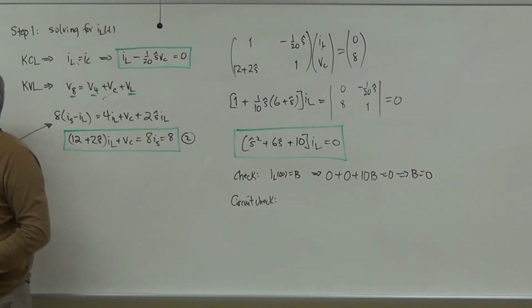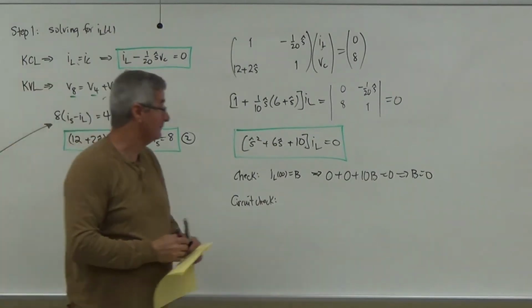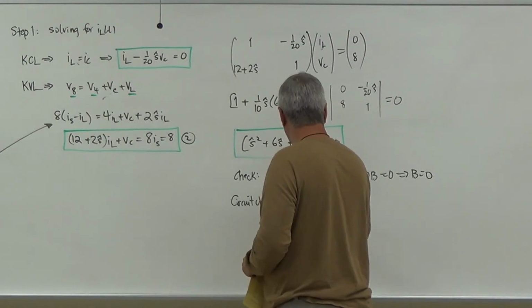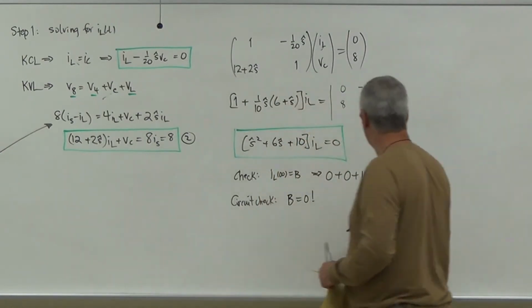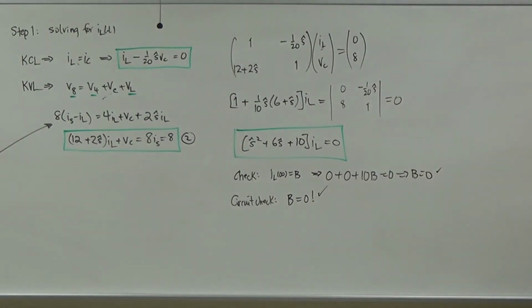So the only current going through this circuit here is through the 8 ohm resistor right there. So that means that the voltage of 8 ohm here has to be 8 volts. That's the final steady state. But we'll worry about that in a minute. So circuit check tells us that B is also equal to 0. So it's a little bit of a comfort.